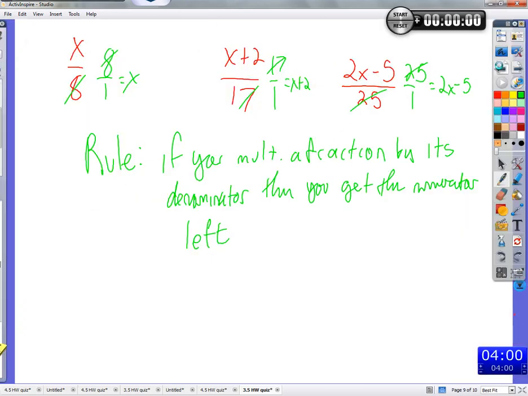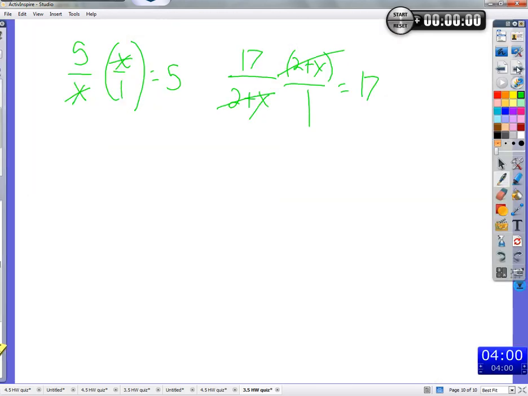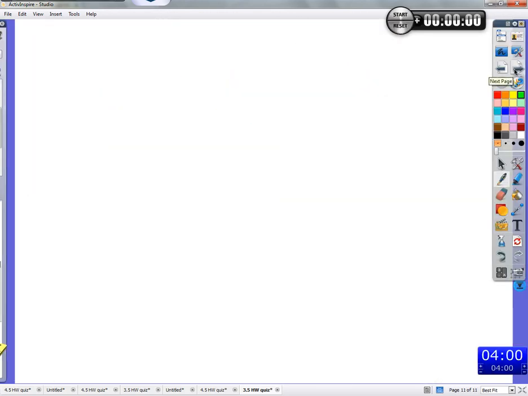Trying to get across to you is that this rule is true. If you multiply a fraction by its own denominator, it cancels that denominator and you're just left with the numerator. So that's the idea. That's the basis of the cross product property. If you want to prove the cross product property, just take advantage of that fact. If you multiply a fraction by its denominator, the denominator is gone. It's canceled out. It's been reduced to 1.